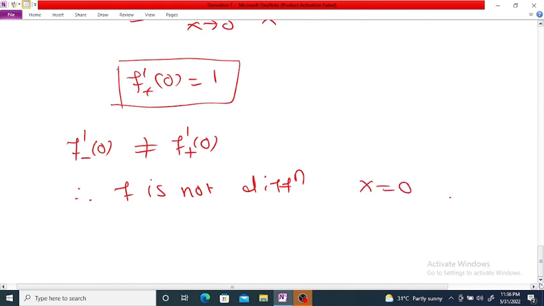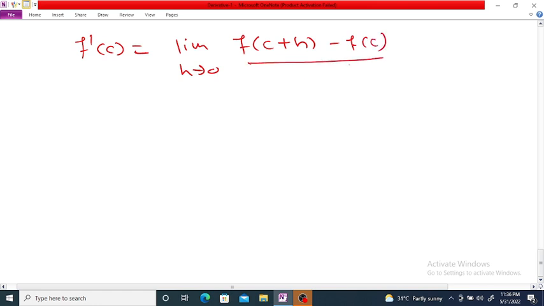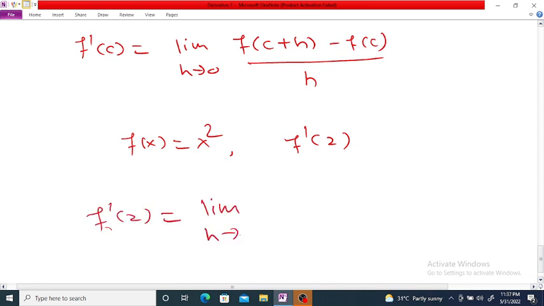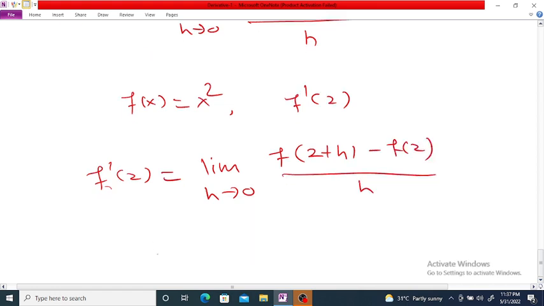Now next there is one more definition to find a derivative at a point. The second definition is f'(c) is equal to limit h tends to 0 of [f(c + h) - f(c)] divided by h. So you can apply this definition also. For example, if f(x) is equal to x square, and if you want to determine say f'(2) here, then by using this definition f'(2) is equal to limit h tends to 0 of f(c + h). So what is f(c + h)? It is f(2 + h) minus f(2) divided by h. What is f(2 + h)? f(x) is equal to x square.